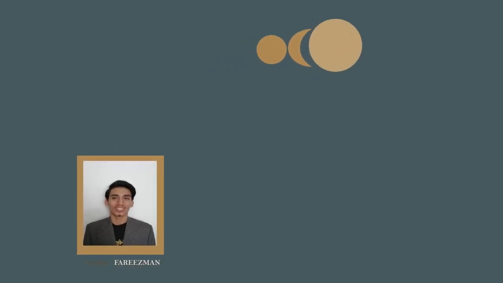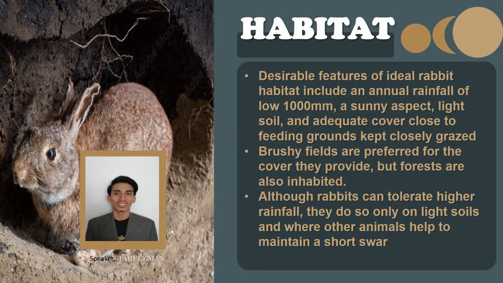Now we go to the next part about the habitat. The desirable features of an ideal rabbit habitat include an annual rainfall of below 1000 mm, a sunny aspect, large soil, and adequate cover close to feeding ground that is kept closely grazed. Brushy fields are preferred for the cover they provide, but forests are also inhabited.